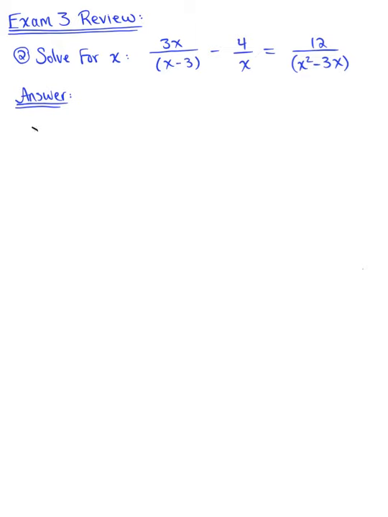So the first thing that we need to do is find that least common denominator, so that LCD. Looking up at our given expression here, in this first denominator we have the factor x minus 3, so that has to be part of our least common denominator. Looking at the second term here, we have a factor of x, so that also has to be part of our least common denominator.